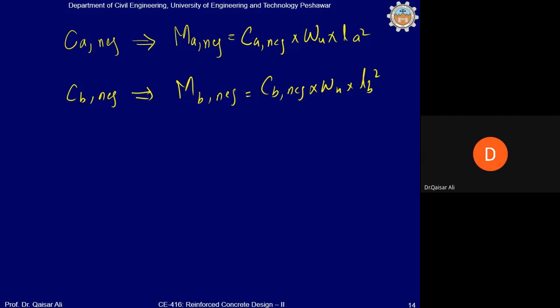Okay, but ACI coefficient method for two-way slab system treats the positive moment coefficient separately for live load and dead load. So what you will do for positive moment along the shorter direction, this is Ca positive for dead load, and Ca positive for live load. एक कोफिशिएंट नहीं होगा बल्कि दो कोफिशिएंट्स होंगे, डेड लोड के लिए और लाइव लोड के लिए. You will pick the coefficient separately from separate tables. सही.